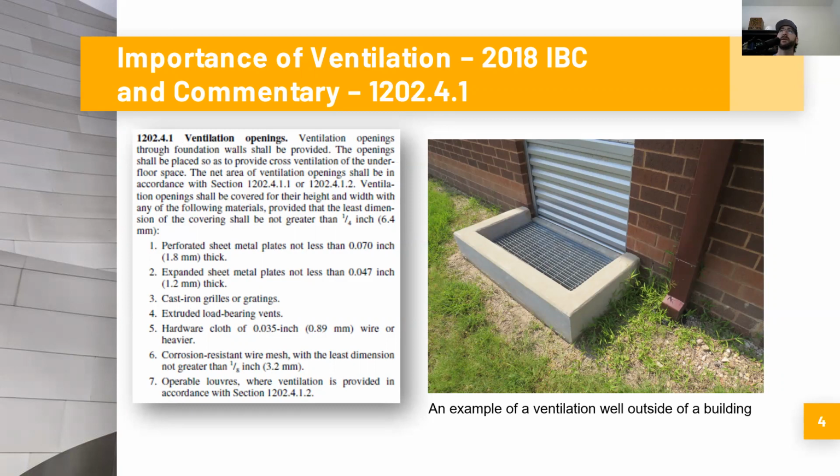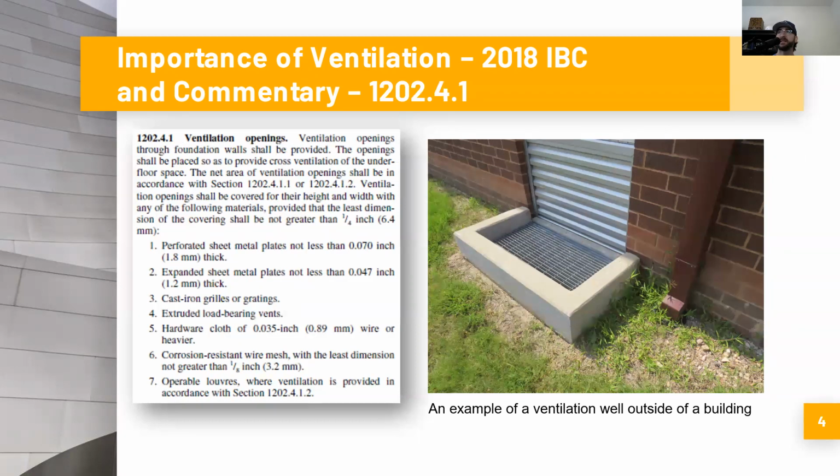So the part that reads that the net area shall be in accordance with section 4.1.1 or 4.1.2, we're not going to go over those specifically, but what those basically are different formulas depending on whether or not you have a protected ground cover over the floor of the crawl space. Now, interesting, in the 2018 code, which is the code we're reviewing, this section opens up by providing the requirement for the cross ventilation.